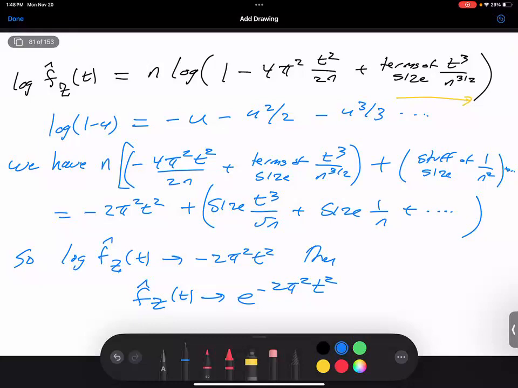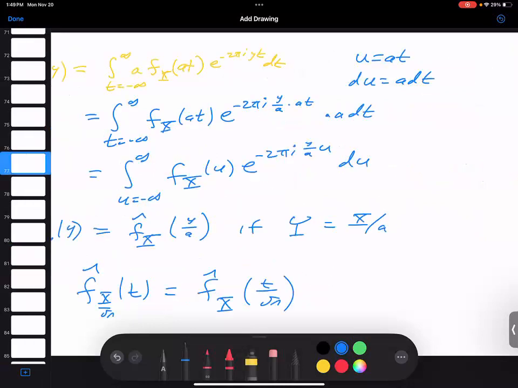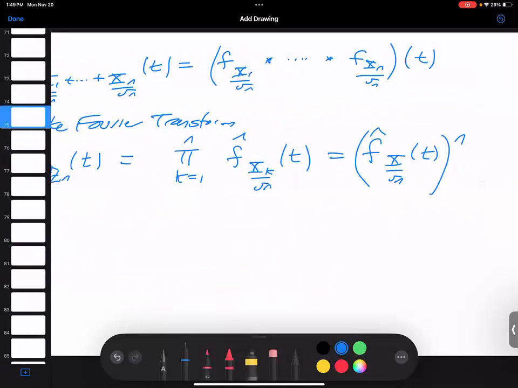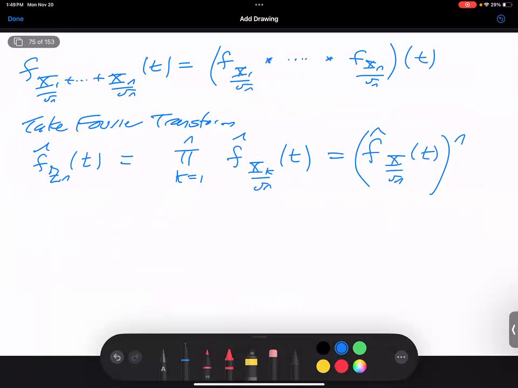Why do we have f hat z of t instead of t over square root of n? Because we're evaluating z at t, and that's related to all the other ones at square root of n when we adjust things. Because we have the sum of the random variables at t. So z is just all the x's divided by square root of n. Okay. And I guess I've been calling that f z sub n.